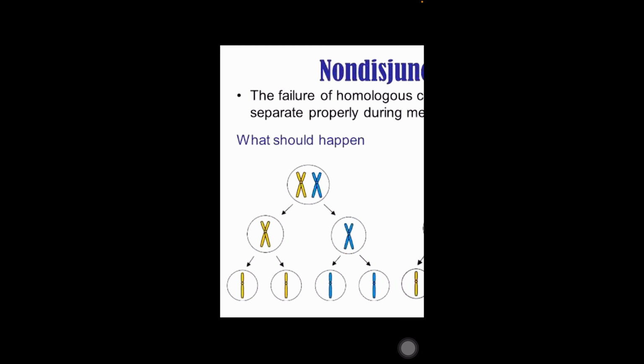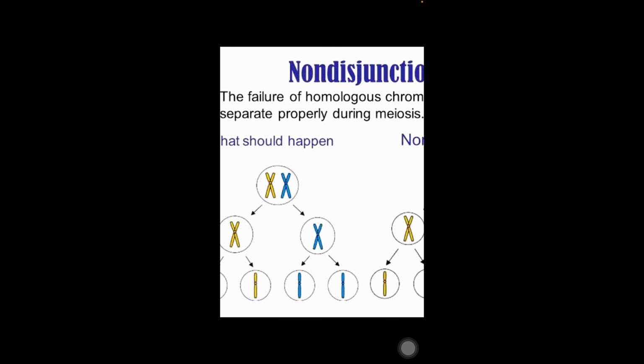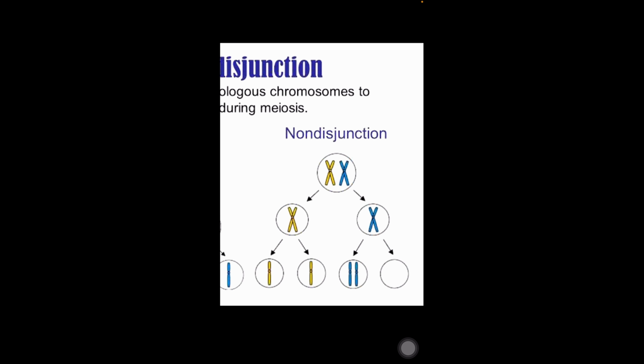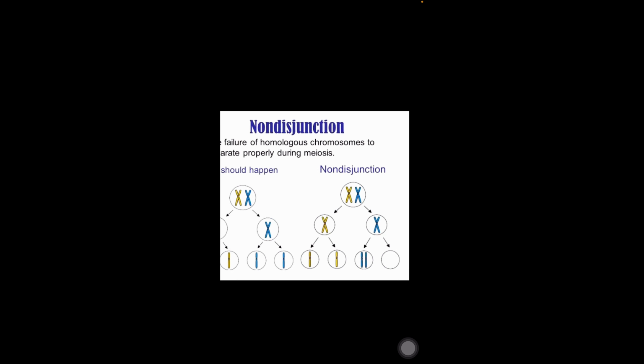So what should happen? This is what should happen. You see the yellow and the blue. So the yellow splits into 2 and the blue splits into 2. Okay, non-disjunction whereby the yellow splits but the blue doesn't split into 2. Okay, all the 2 goes into 1. So this means it's a non-disjunction. It's a failure of homologous chromosomes to separate properly during meiosis. Okay, so let's look at it in this form.